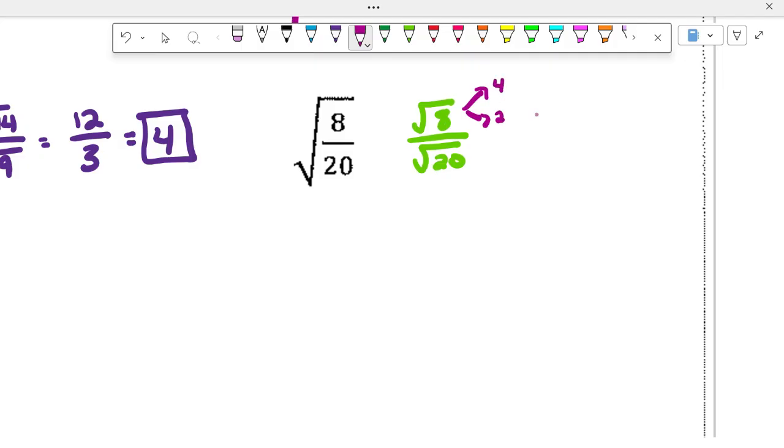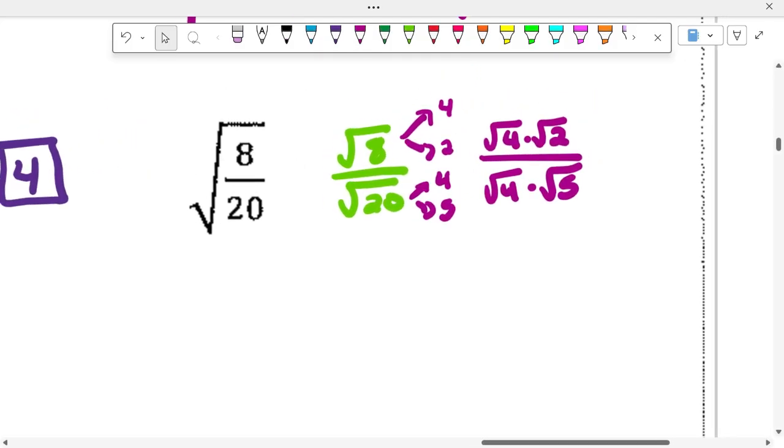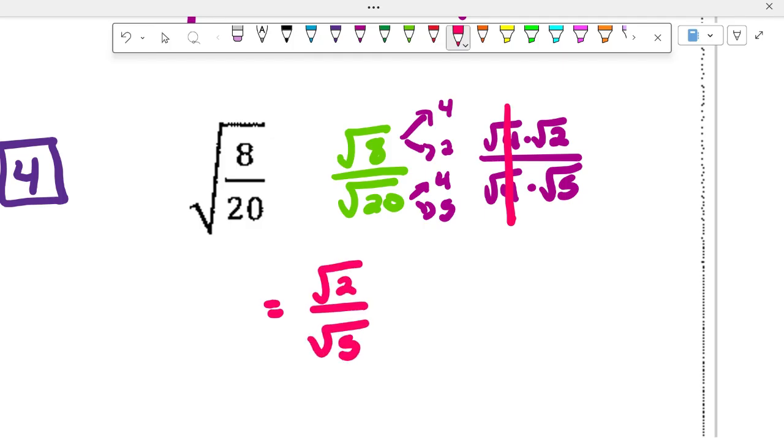4 and 2. So I have the square root of 4 times the square root of 2 over, what can I separate 20 into? Square root of 4, square root of 5. Oops. Just want to write 4 and 5 there. So this is square root of 4 times the square root of 5. Now, we don't even have to simplify the square root of 4 because what happens? It gets canceled out because you have one on the top, one on the bottom. So we're left with the square root of 2 over the square root of 5.